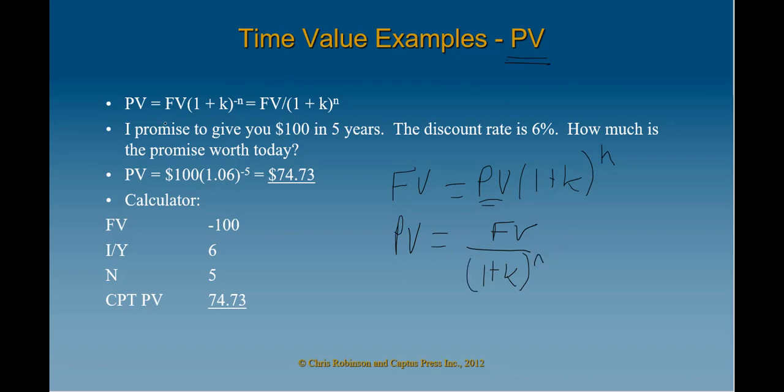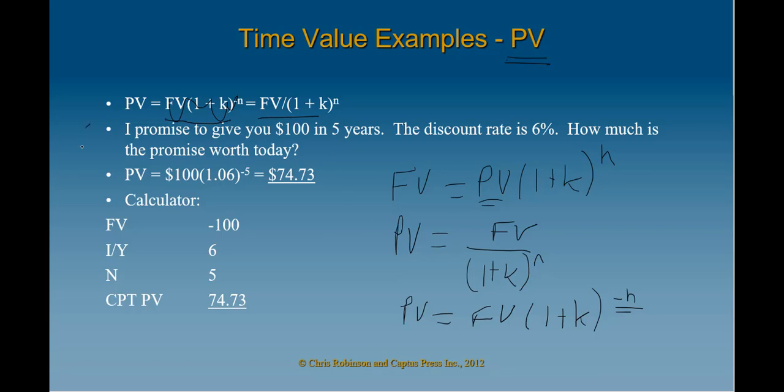That's just a little bit of algebraic rearranging. Now you can see here that some students might find that a little bit confusing. We could also write that as present value equals the future value times 1 plus k to the negative n, using a negative power. But I find that a little bit confusing, so I think it's easier just to go with this formula. Future value equals present value times 1 plus k to the n, so the present value equals the future value divided by 1 plus k to the n.